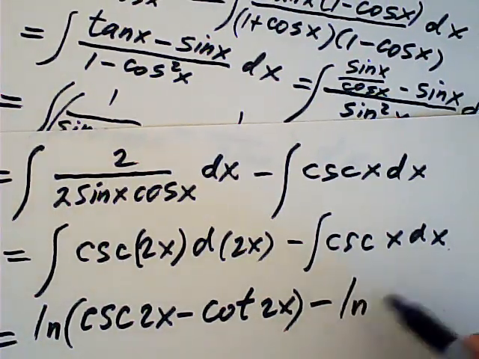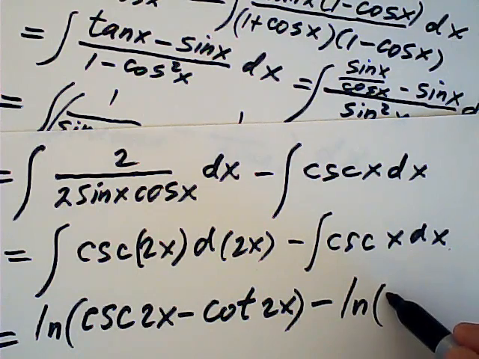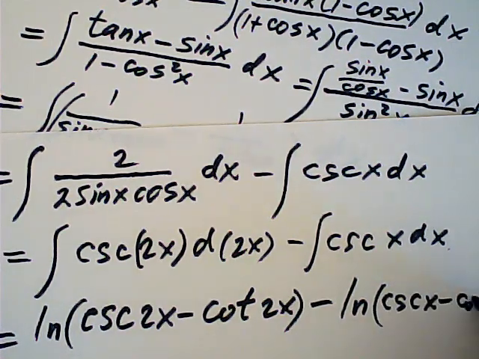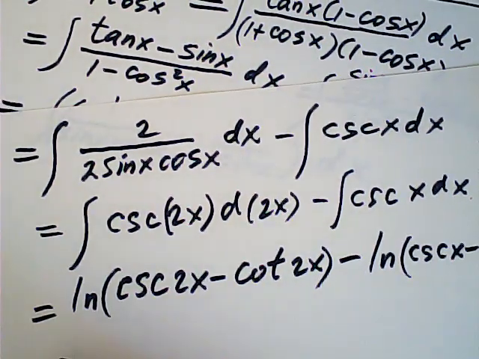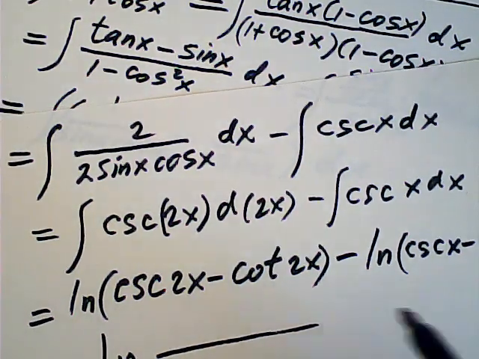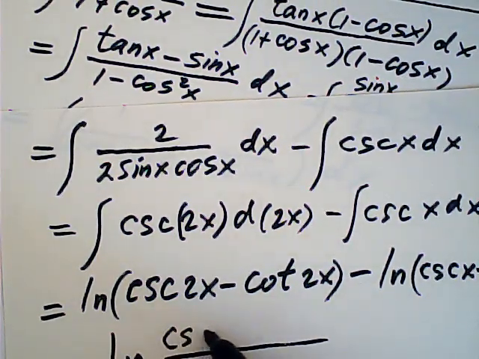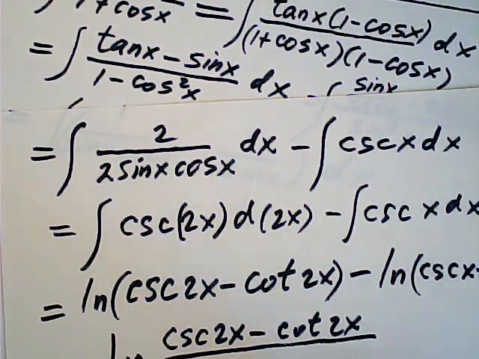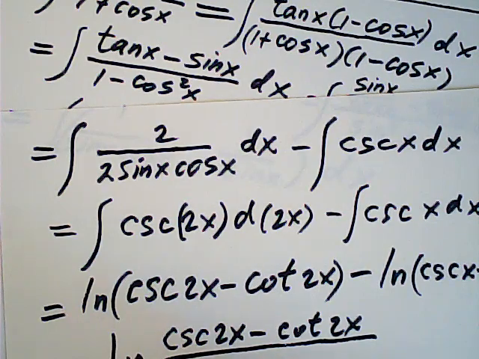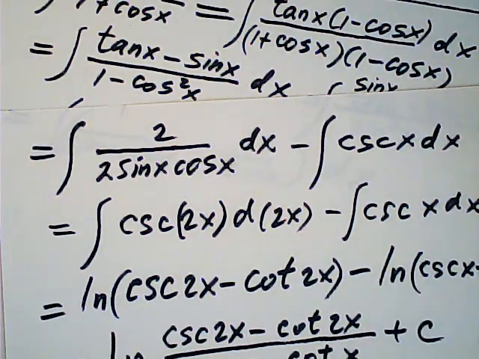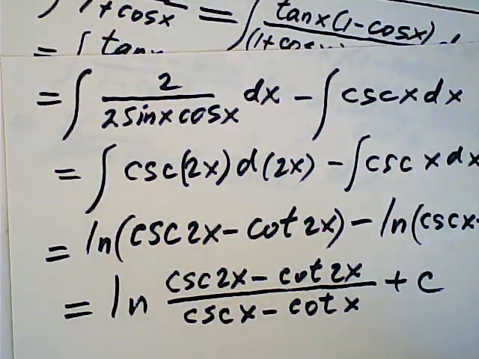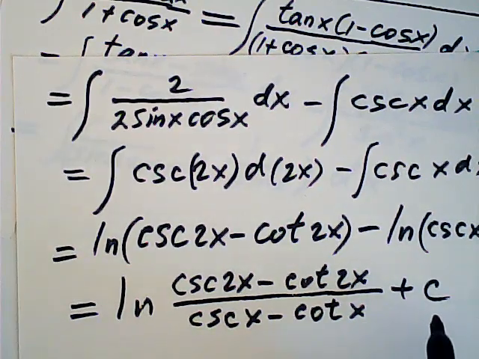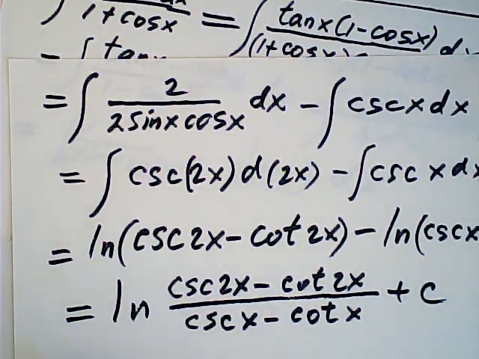And this will be natural log of cosecant x minus cotangent x plus c. If you put them together, that will be cosecant 2x minus cotangent 2x over cosecant x minus cotangent x. So this is the result by using the third method.